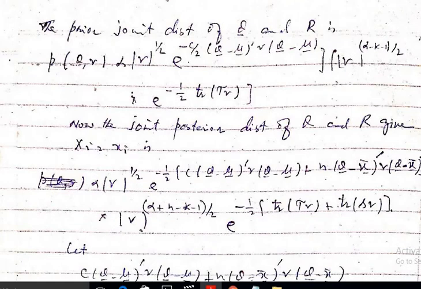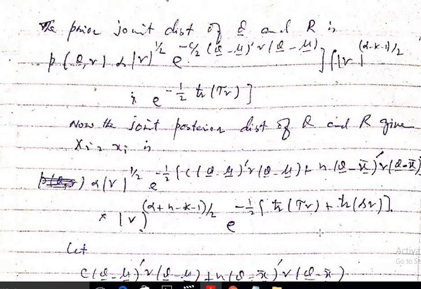Now the joint posterior distribution of theta and R for the given sample is proportional to gamma raised to power 1 by 2 e raised to power minus 1 by 2 into C into theta minus mu transpose gamma into theta minus mu plus n into theta minus x bar transpose gamma into theta minus x bar, multiplied by gamma raised to power alpha plus n minus k minus 1 divided by 2 e raised to power minus 1 by 2 trace of tau gamma plus trace of S gamma.